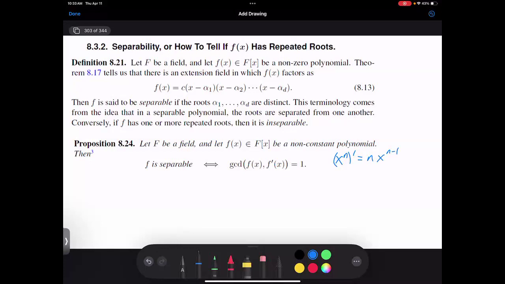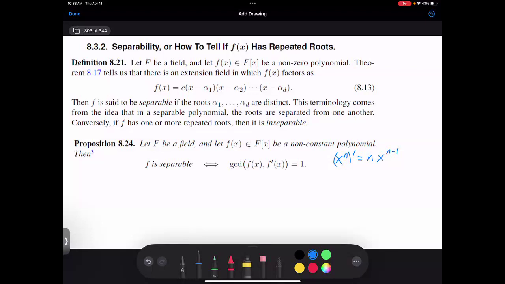Let's define the formal derivative of x to the n to be nx to the n minus 1. When we work over the reals, this comes by calculus and limits. Let's just define it formally like this. You can then show the sum rule holds, the product rule holds, the chain rule holds. You can show everything holds if you make this your definition of the formal derivative.